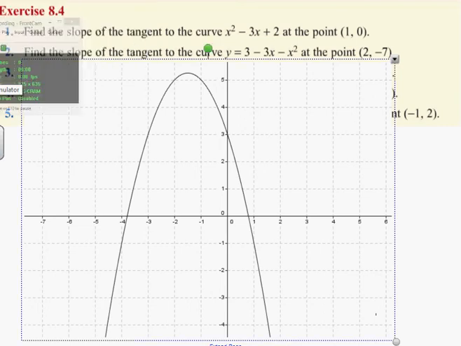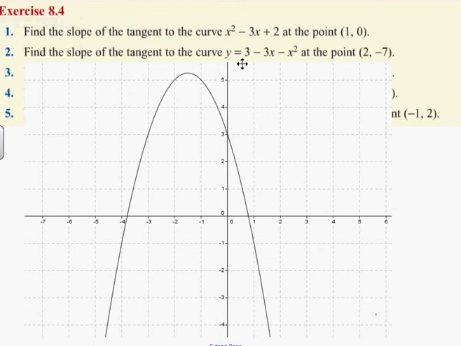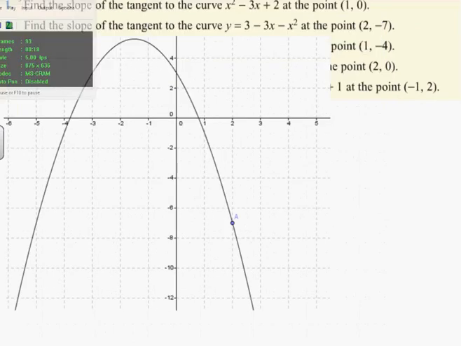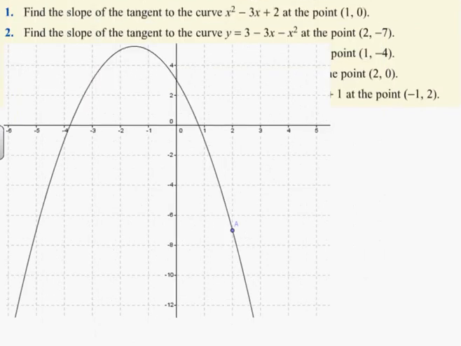What it says is, find the slope of the tangent to the curve y equals 3 minus x squared at the point 2, minus 7. Okay, at the point 2, minus 7. Now, unfortunately for me, I made one mistake here, okay? So guys, what we have is question 2.